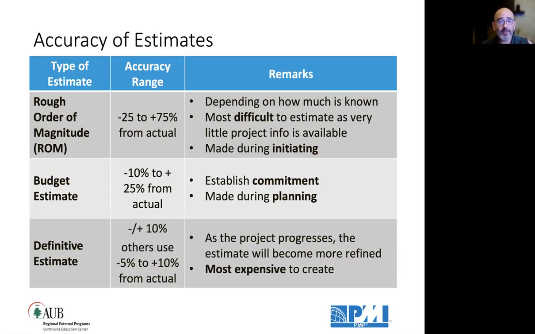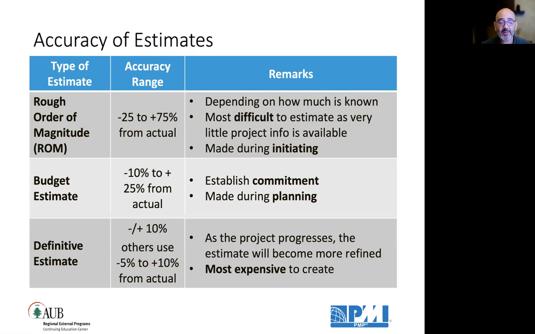But once you go into the planning, you now have a commitment to meet the budget, and you have a high level of accuracy called the budget estimate. The accuracy range is between -10% to +25% from actual. So this is the best practice. This is the norm that is acceptable: -10% to plus budget overrun of 25% from budget.